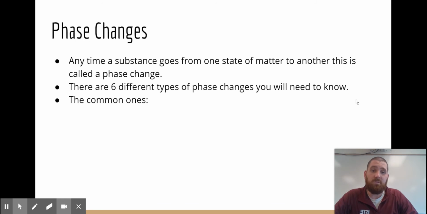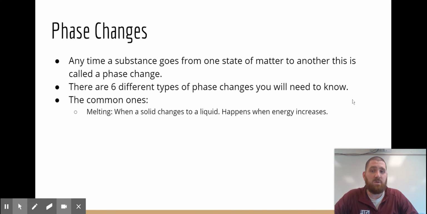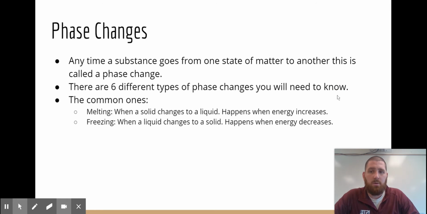The common ones that we're going to use the most frequently are melting. This is when a solid becomes a liquid. This happens when energy is increasing in the substance. Freezing is when a liquid changes into a solid. This happens when the energy is decreasing.